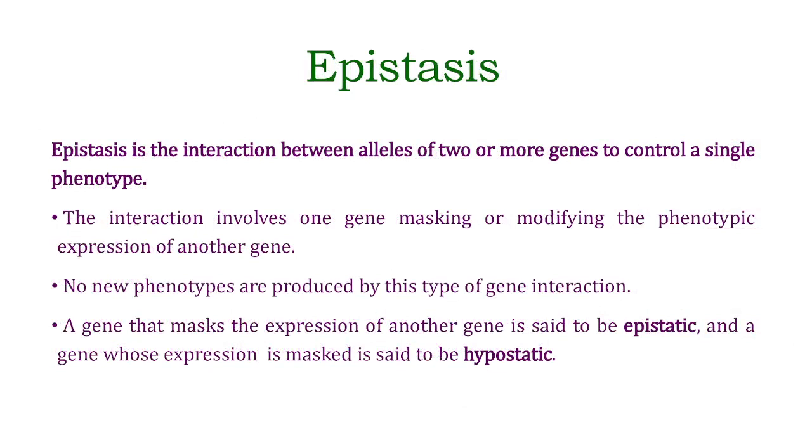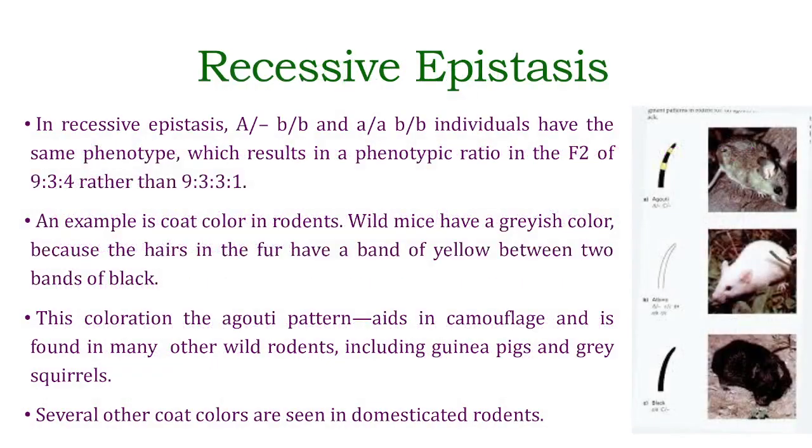These interactions have two effects: one, epistatic, and second, hypostatic. The epistatic allele is going to mask the expression of another allele, like it is having a dominating effect, and the hypostatic is the one whose expression is masked. So these interactions are several, but the one we are going to study today is recessive epistasis, where the recessive allele is going to mask the expression of a dominant allele located on some non-allelic gene.